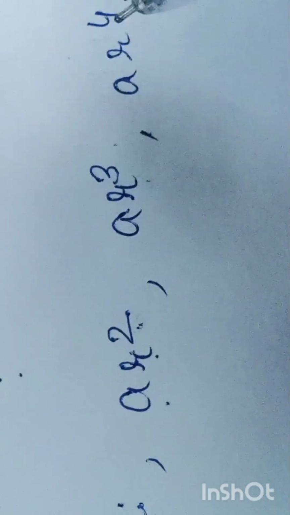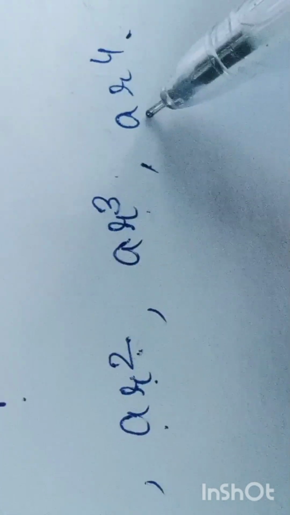We have seen that for the first term, there is no r, that means r to the power 0. Here, ar to the power 1 for the second term. For the third term, r to the power 2, that is 3 minus 1. For the fourth term, it is ar cube, the power is 4 minus 1. Similarly, for the fifth term, ar to the power 4, here it is 5 minus 1. So we can understand that for the nth term, we have ar to the power n minus 1.